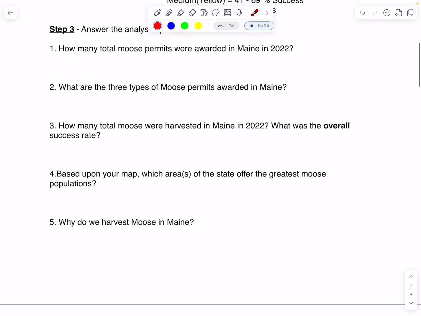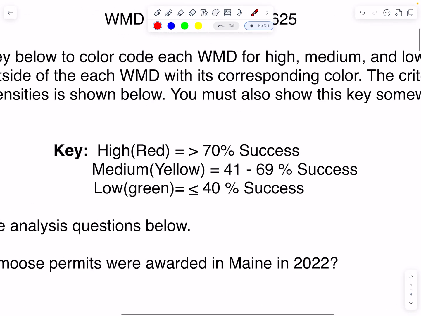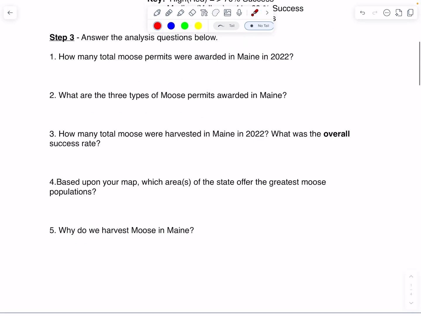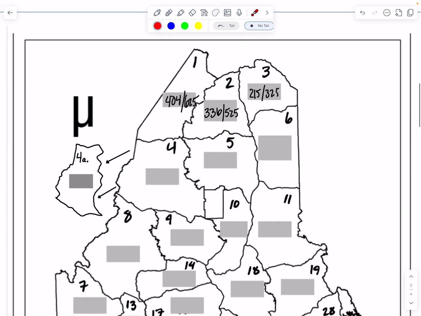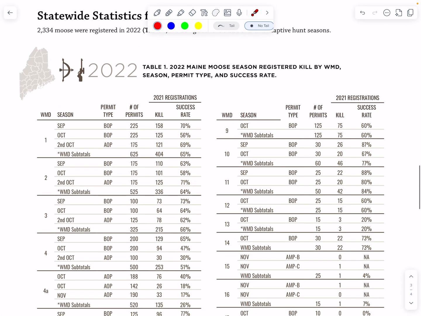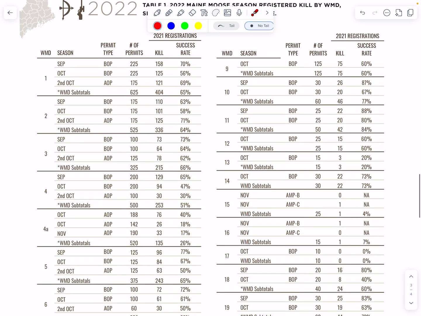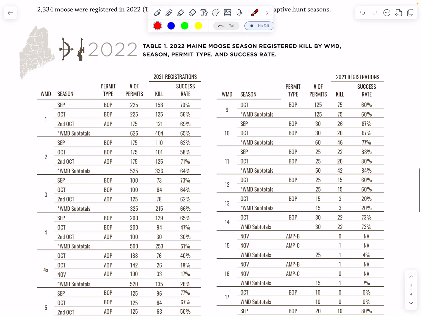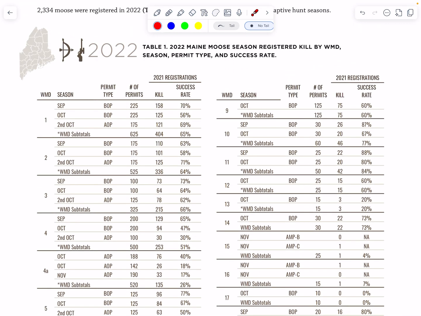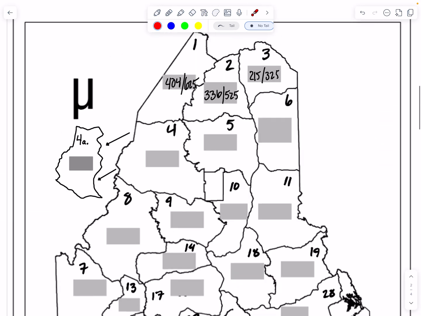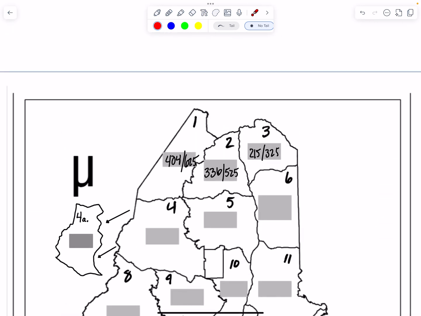If we take a look here, we've got color coding suggestions. Anything 70% or greater is going to be a high success. We'll call that red. Medium is 41 to 69%. And then low would be 40% or less, which is a low success rate for moose hunting. So again, District 1, we look here, we have an overall 64% success rate. So we're going to call that one yellow. That's a medium success rate there.